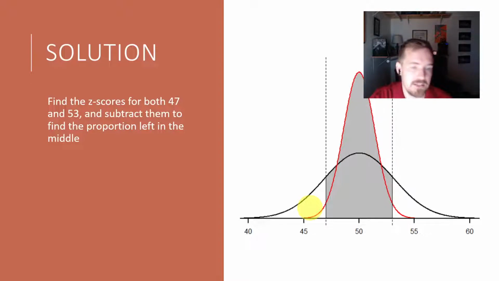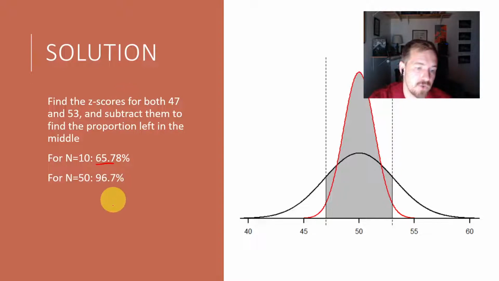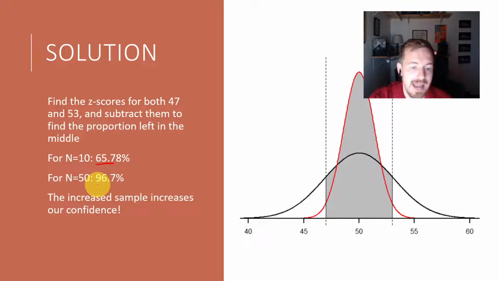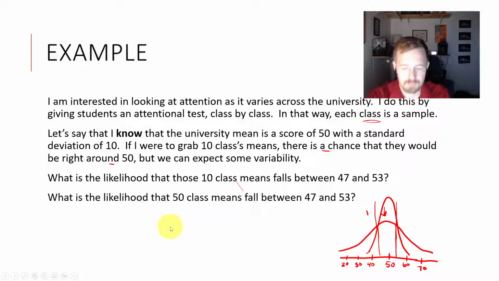So if I want to find the z-scores for both 47 and 53, I'm going to subtract those together to find the proportion that's going to be left in the middle. So for 10, that's going to be 65.78%, and for 50, that's going to be 96.7%. So how did I get those numbers? Let me show you how, using our z-score calculator.